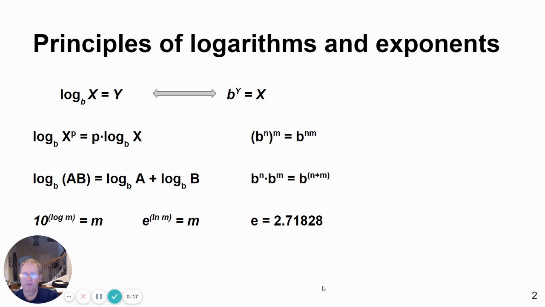So here are the principles of logarithms and exponents that you will need for this lesson. I'm going to urge you to pause the video right here so you can review this and refresh your recollection.